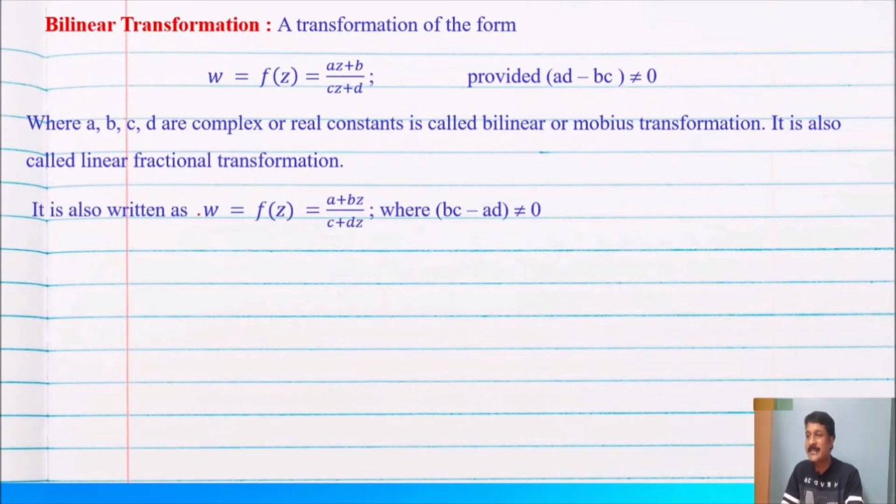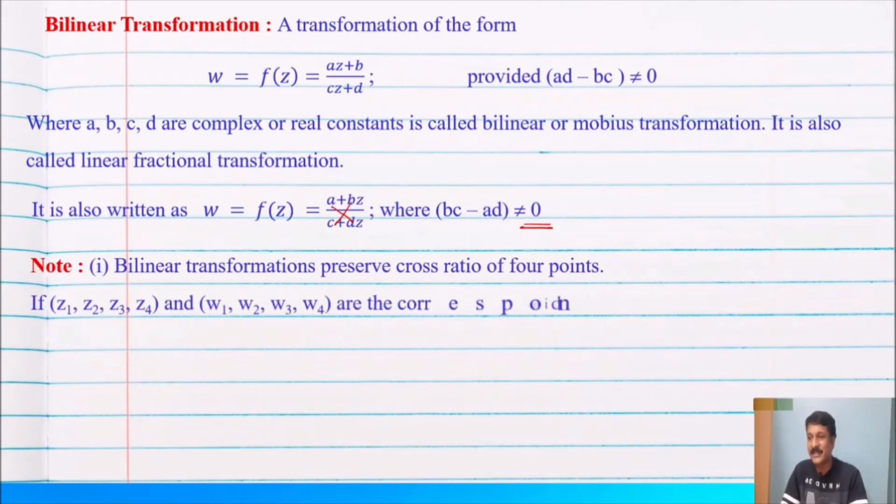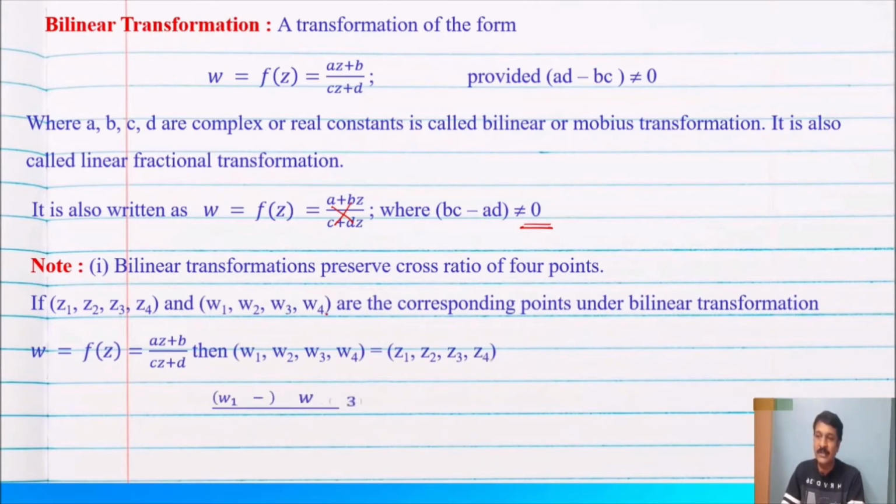Note that we can also write this bilinear transformation as W equal to f of z equal to A plus BZ upon C plus DZ, where the condition is AC minus AD is not equal to 0. Note that the bilinear transformation preserves the cross ratio of 4 points. It means if Z1, Z2, Z3, Z4 and W1, W2, W3, W4 are the corresponding points under the bilinear transformation W equal to f of z, then W1, W2, W3, W4 correspond to Z1, Z2, Z3, Z4.